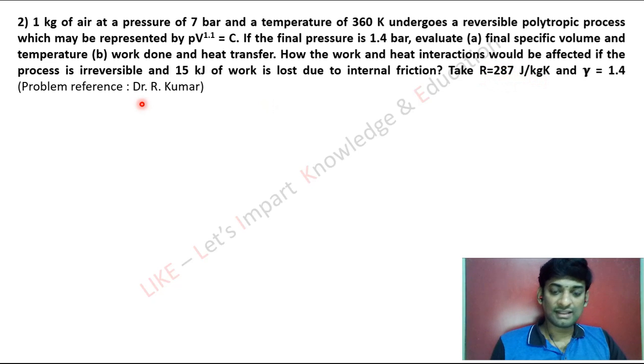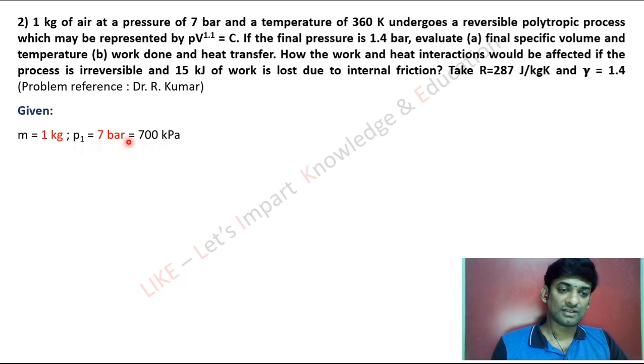Now let me write the given data. Mass m is given as 1 kg. Initial pressure P1 is given as 7 bar. We don't use the bar unit, we have to make it kilopascal. To convert bar into kilopascal, you have to multiply it by 100. So 7 bar is equal to 700 kilopascal. I have explained this in the previous problem. If you have any doubt, please refer to the previous problem. And the temperature T1 is 360 Kelvin. Temperature must be in Kelvin, so no issues.